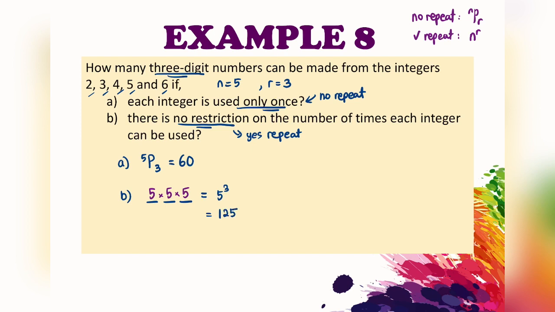Okay, so I repeat. For the no repetition case, we are going to use nPr, and if repetition is allowed, we are going to use n to the power of r. R represents the positions that we are going to fill, and n represents the total number of objects that we have. Now let's go to the final example for this video.